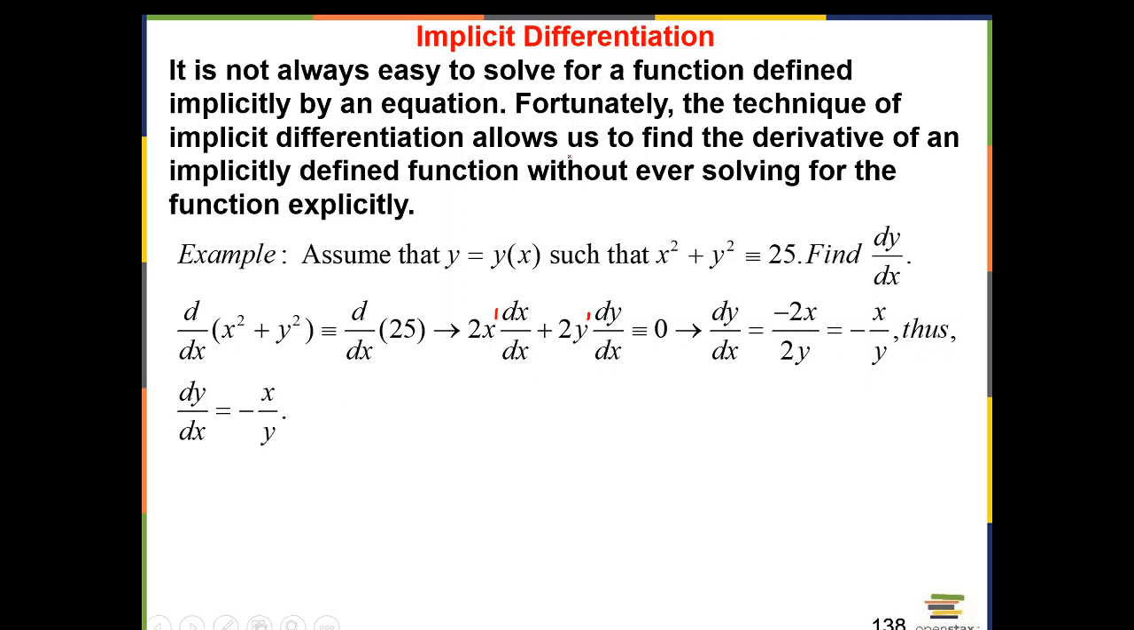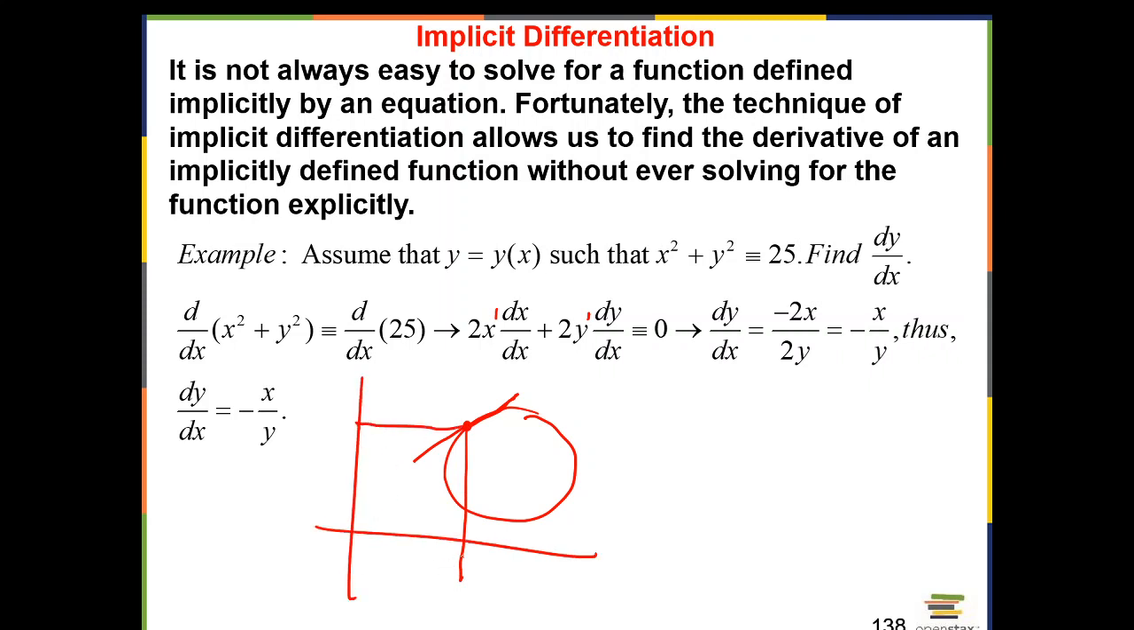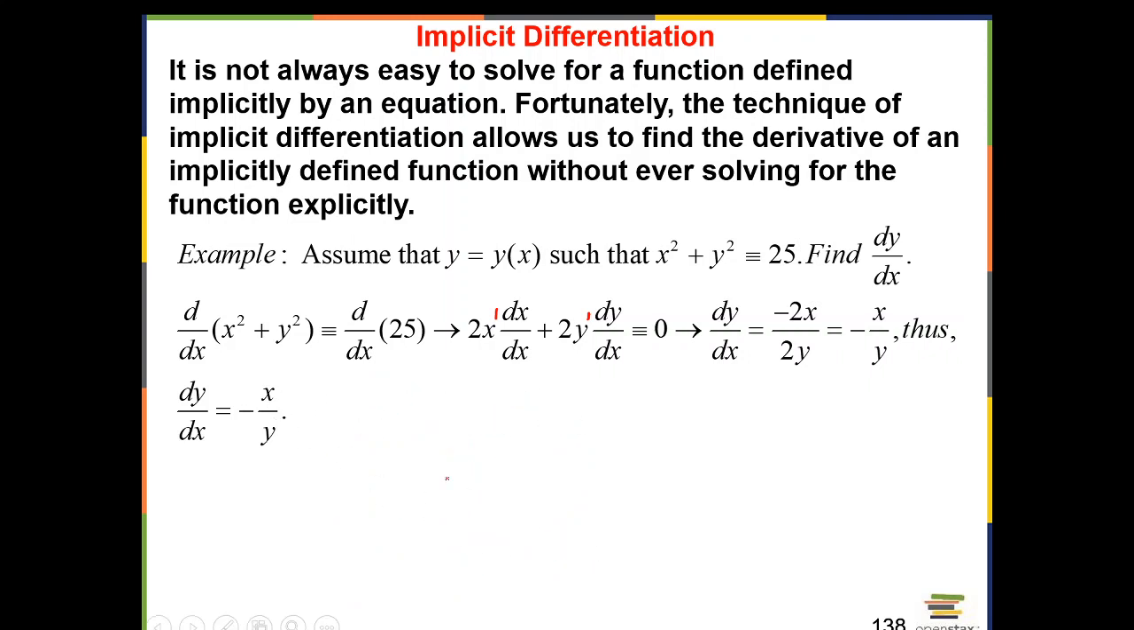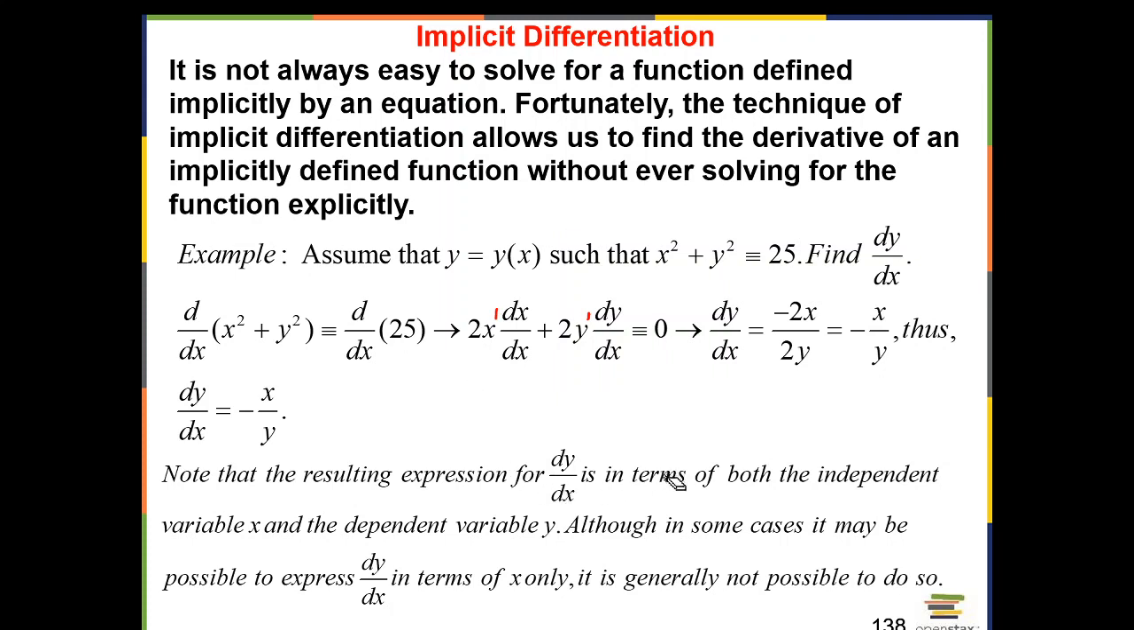That's what it is. Now, if you want to find the slope of the tangent line at any given point to this graph, which is a circle, right? So you want to find, let's say, the slope of the tangent line to this circle at this point, then you would have to have what? You would have to have 2 numbers, x and y, right? To find the slope of the tangent to this curve, you need 2 numbers. All right. So note that the resulting expression is in terms of both the independent variable and the dependent variable. So in some cases we can substitute, but in general you don't have to and you can't.